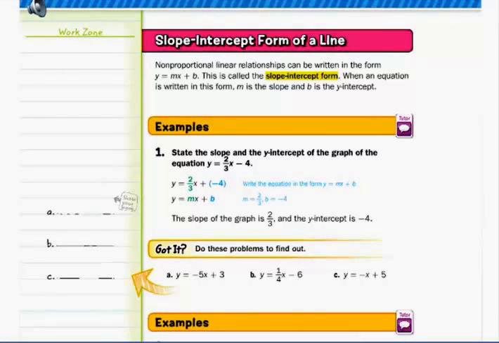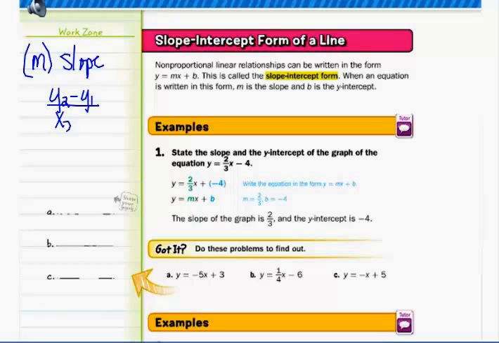Lesson 4 of Chapter 3 talks about the slope-intercept form of a line. Up until now, we've talked about a few things. We've talked about m, which stands for slope, and we do have a formula for slope: y2 minus y1 over x2 minus x1. So that we've talked about.